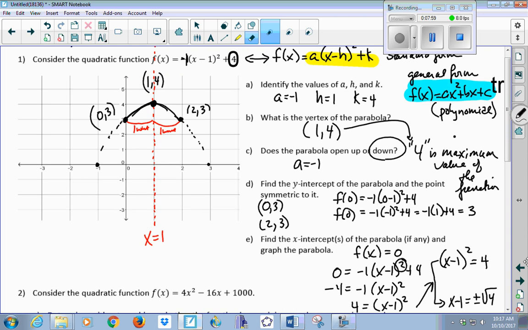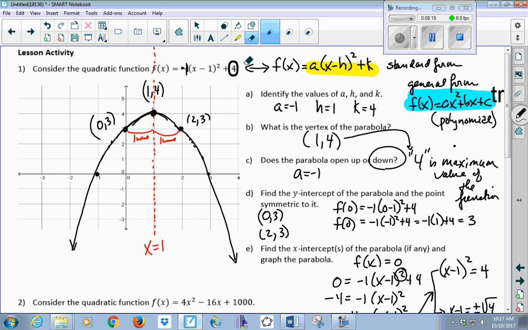So now we're all set to finish our sketch off. We know that this parabola is going to go through those 5 points, and then it's going to continue down forever and ever. So again, key idea here, find your vertex, which is pretty straightforward when you have your quadratic function in this standard form. Determine whether your function opens up or down. Then find your y-intercept, the point symmetric to it, and your x-intercepts.